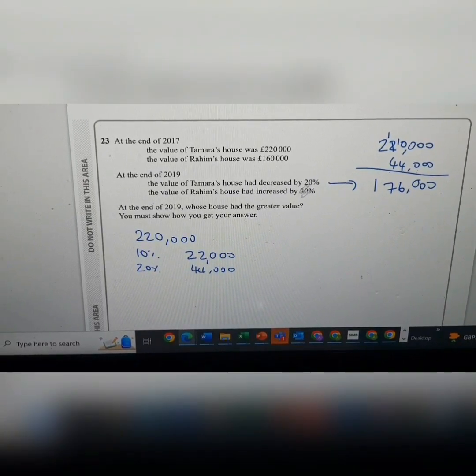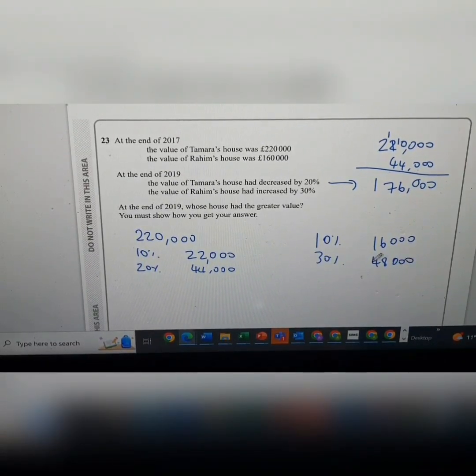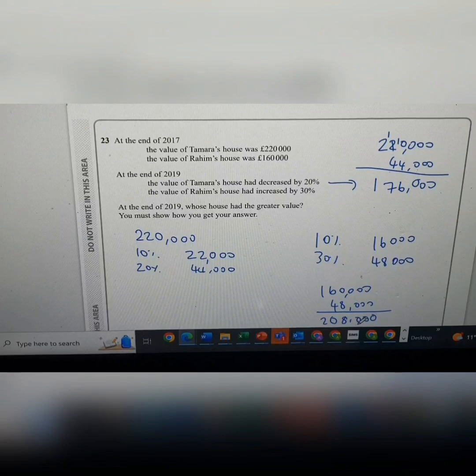Then you need to work out an increase of 30% from 160,000. So 10% from 160,000 is 16,000. So 30% is 48,000 because you're multiplying that by 3. So you're going to add that on to 160,000. That's 48,000. So this is 8, 6 add 4, 10, carry 1 over, 208.